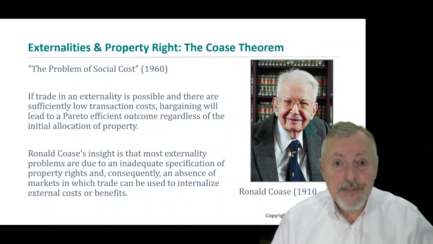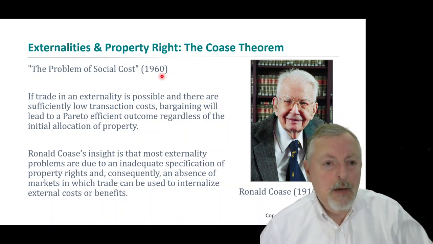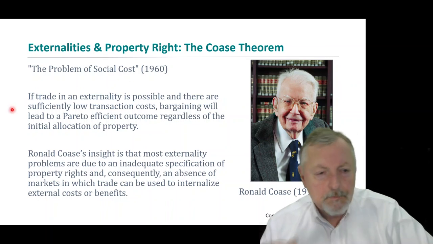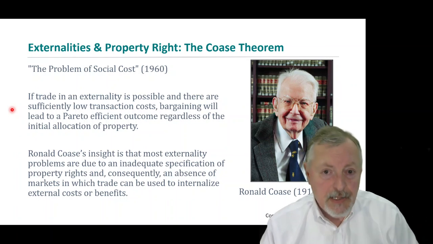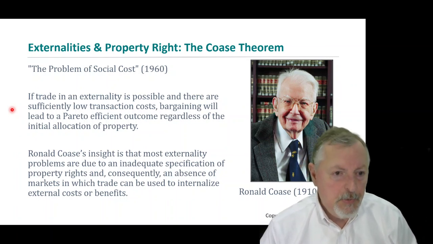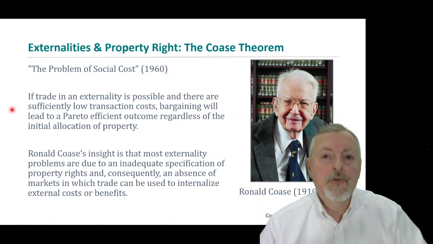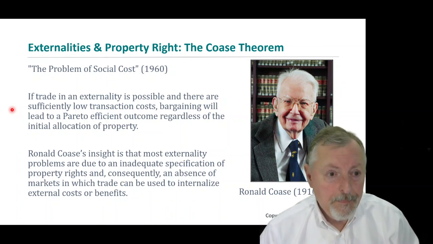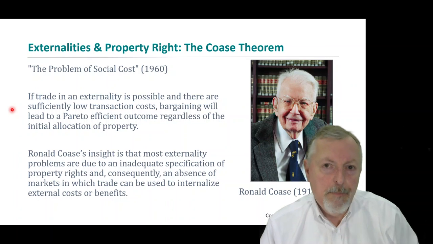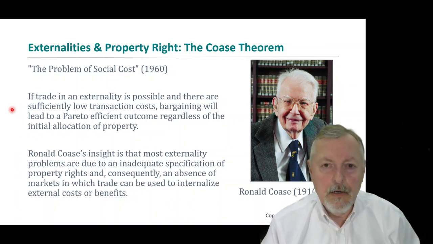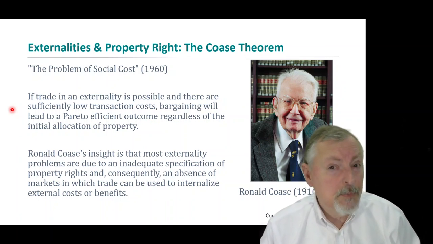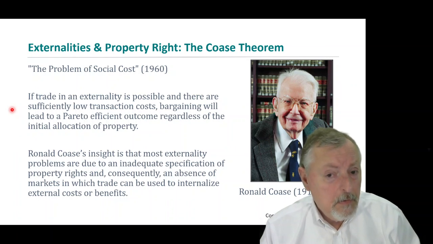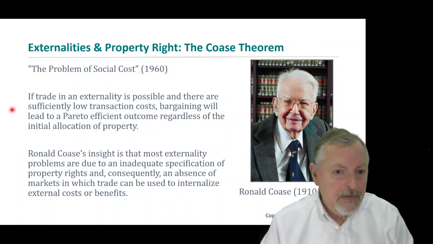Talk about a genius. In his paper, The Problem of Social Cost, published in 1960, he said that if trade in some externality, like cigarette smoke, is possible, and if transaction costs are low, and there are some other assumptions, then bargaining, voluntary trade, will always result in the Pareto optimal outcome, no matter who has the property rights to start with, as long as someone has them.